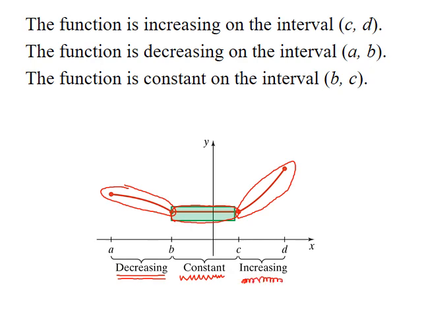So if the graph is going down, we call it decreasing. If it's flat, we call it constant. If it's going upward, we call that increasing. That's a little bit easier to see with a picture versus maybe just using definitions.